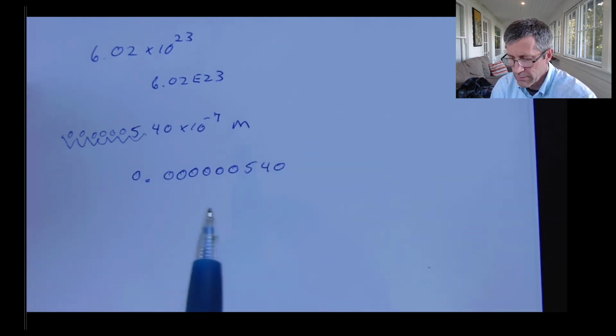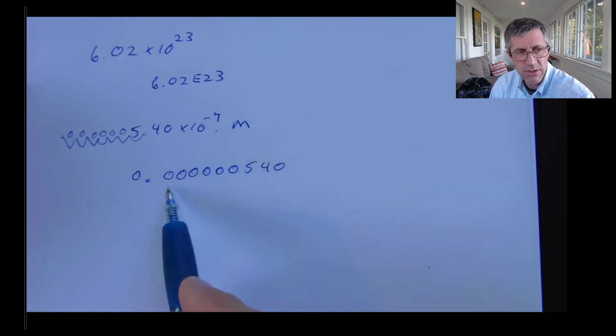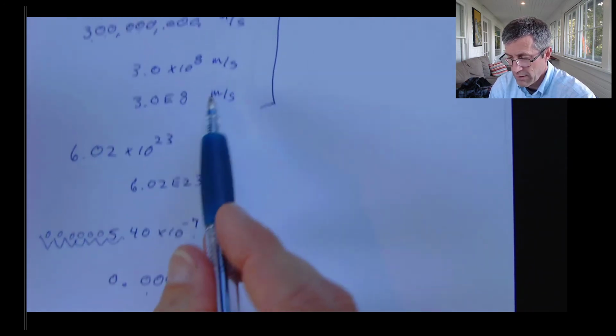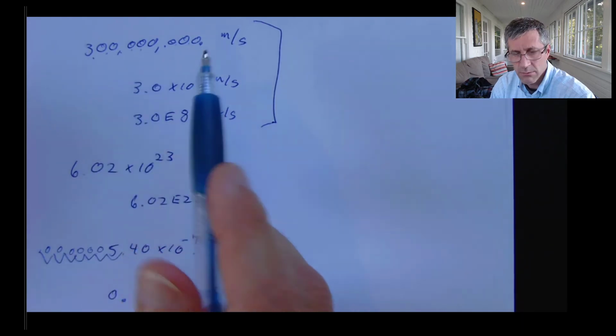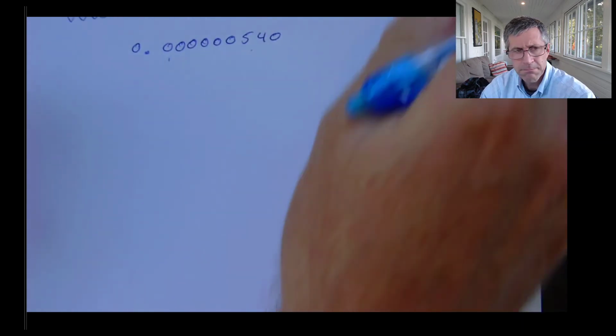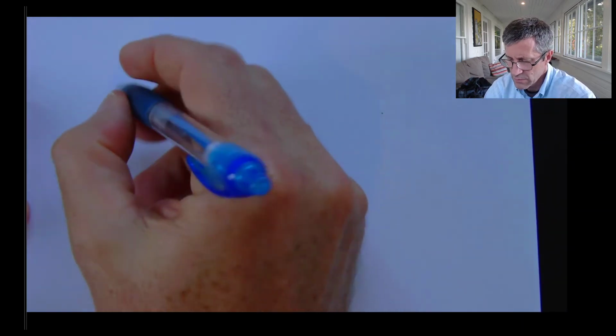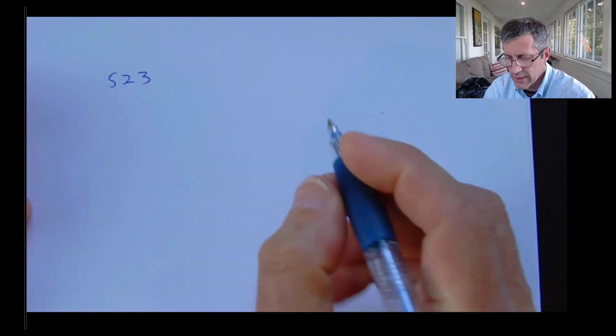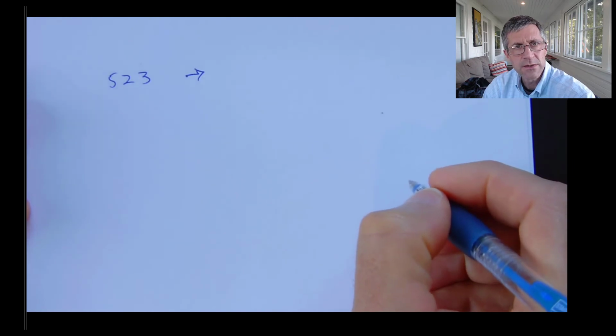Again, what I want to be careful about: a negative exponent means I have a really small number, right? It's going to be a small decimal. A positive exponent means I'm going to have a really big number. A couple of brief examples. If I have 523, I can write this in scientific notation.